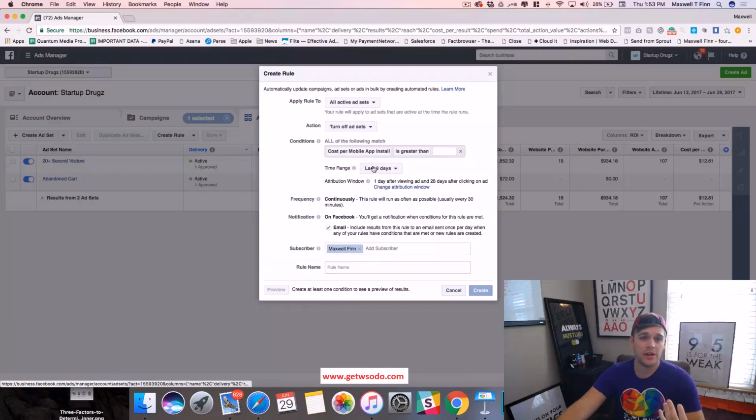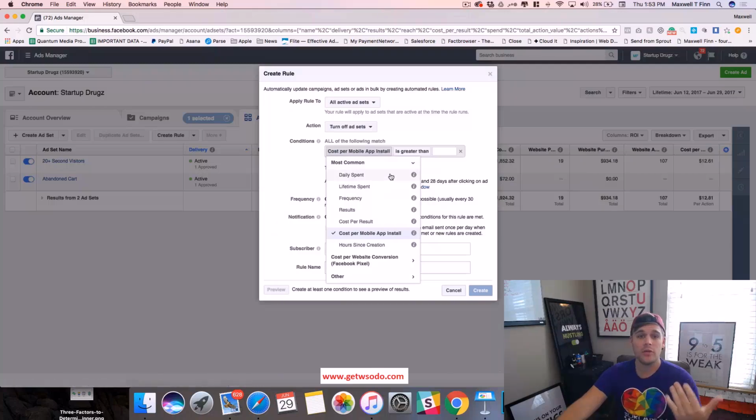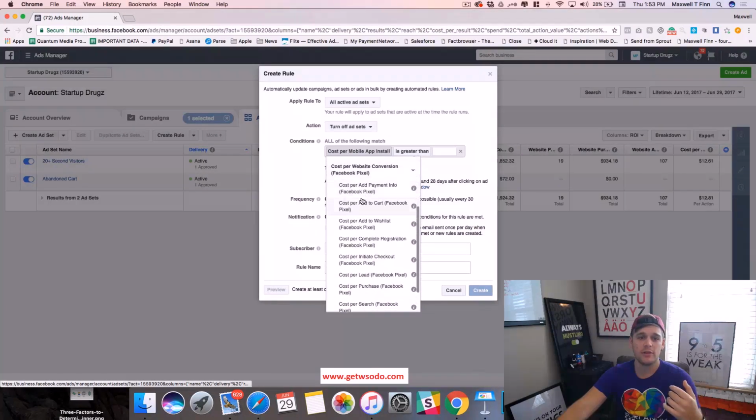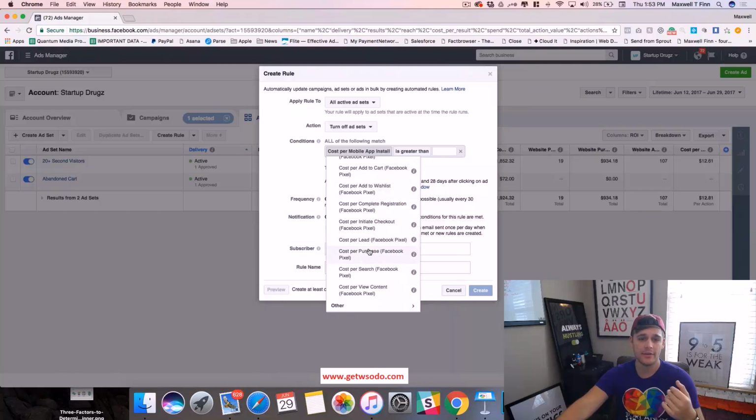And then we hop into conditions. Within conditions, we can do the common ones such as, what's the frequency? If the frequency hits a certain amount, turn that ad set off. This is great for retargeting campaigns. If you want to set it so lifetime spend triggers and turns it off, or what the cost per result is at a generic level, you can do that. I mainly use these conditions: cost per website conversion, so using pixel data. And mainly it's these two: cost per lead and cost per purchase are the two conditions I look at for pretty much all my rules.